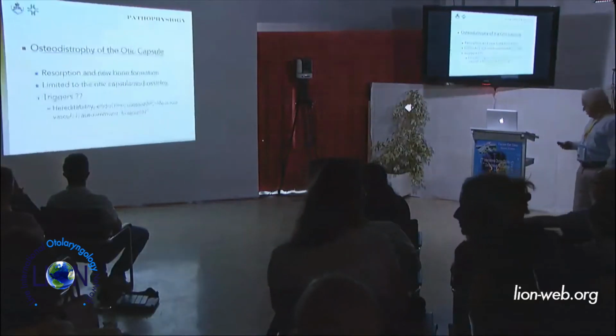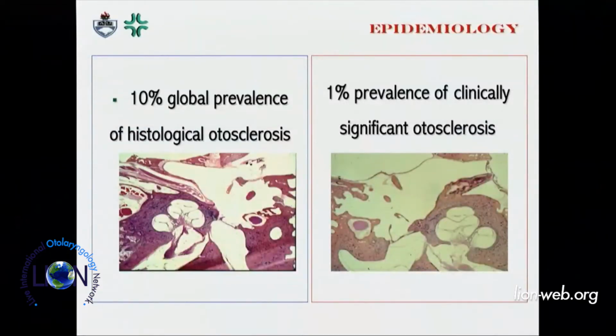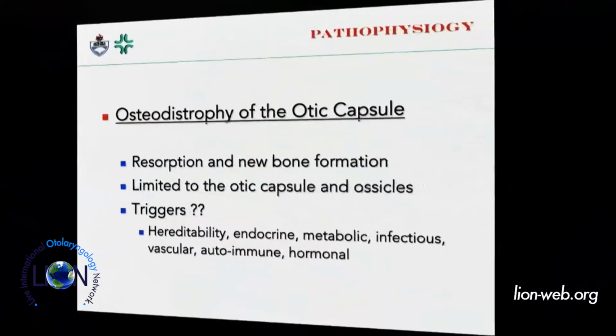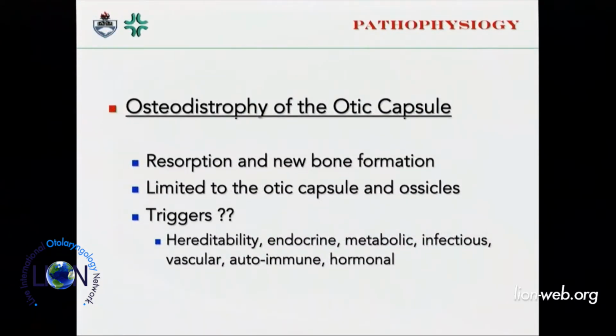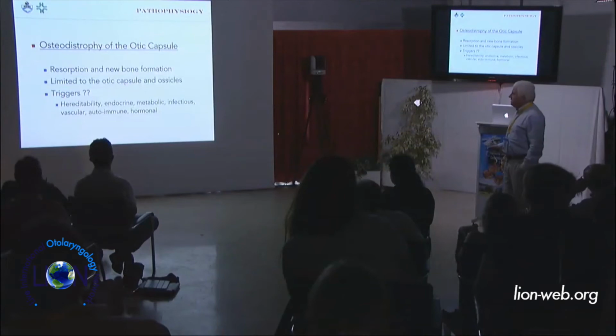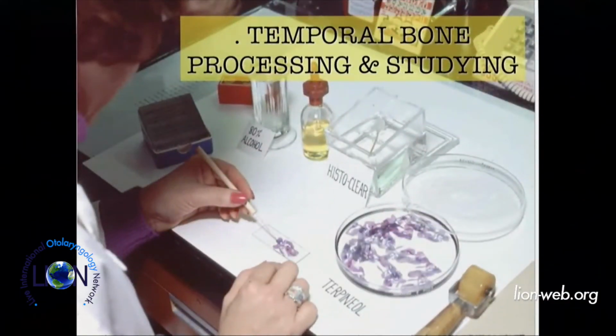Well, there is a 10% global prevalence of histological otosclerosis, but only a 1% clinical prevalence. And why do we have this difference? I'm going to show you a little bit later, but there are some good reasons for it. As I said, the basic problem is osteodystrophy of the otic capsule, and there is resorption and new bone formation, and there are triggers, maybe hereditability, endocrine, metabolic, infection. There are many triggers that are studied in the otosclerosis process.